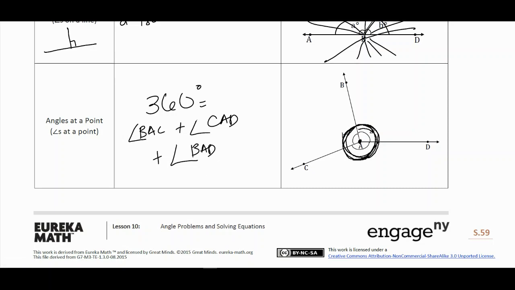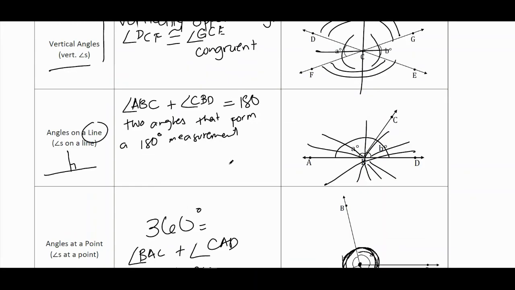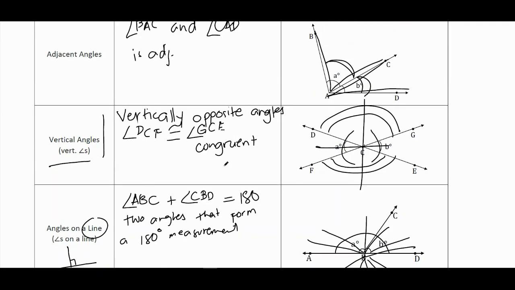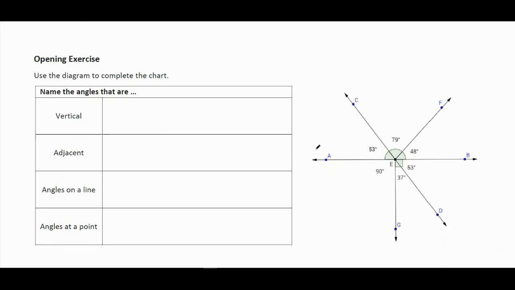I hope that particular lesson helps on how to know whether an angle is an angle at a point, an angle on a line, if they are vertical angles, or if they are adjacent angles. Those are the four most important things for now. There are a lot of things that we still need to remember, but I'm not going to jump on that.